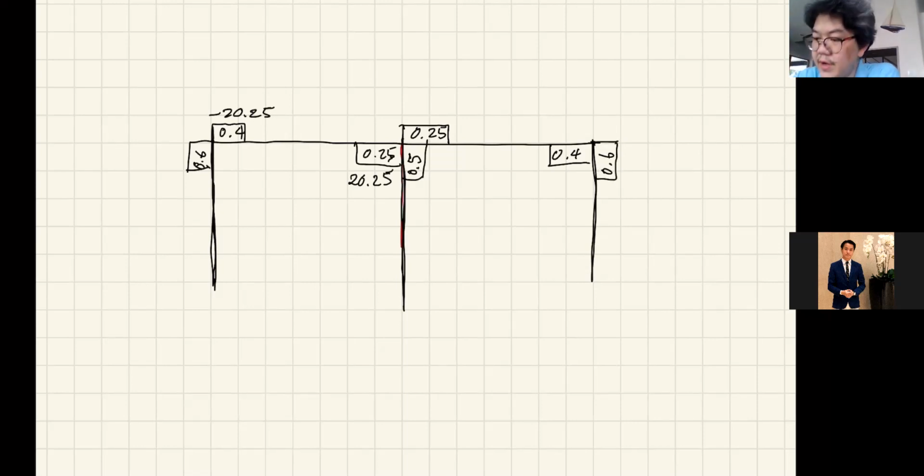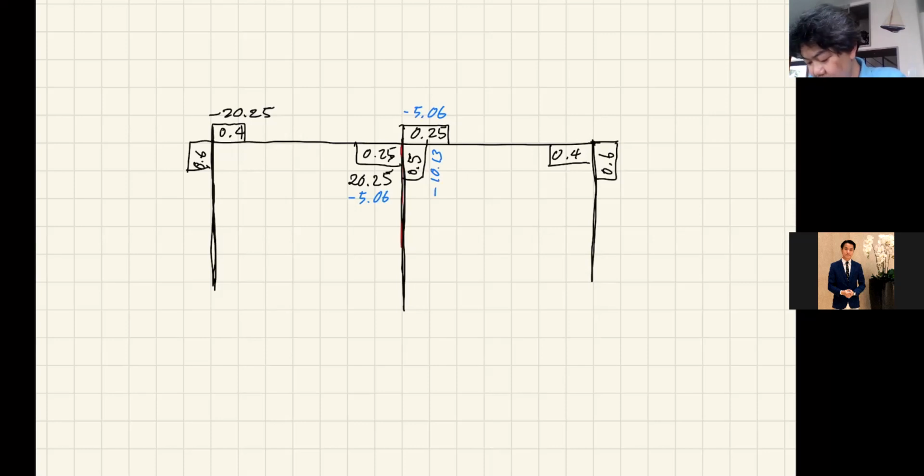That's 0.6. Okay. So the first step is just to balance this, right? So let's balance it with the blue color. So right here at this joint, we have unbalance of 20.25. So 25% is going to come from this member AB. So that is minus 5.06 and minus 5.06. And for the column, it's going to contribute 50%, or that's a minus 10.13.